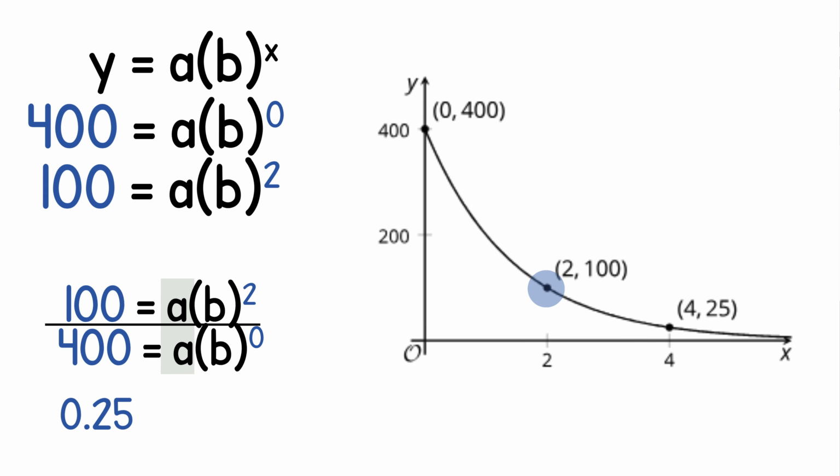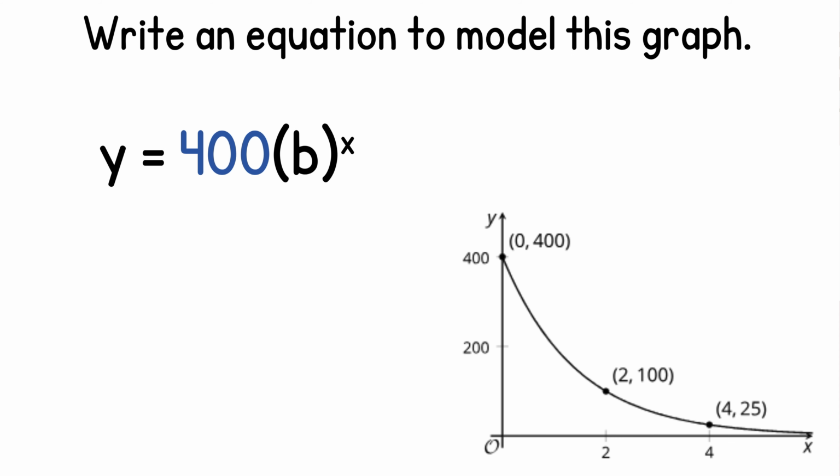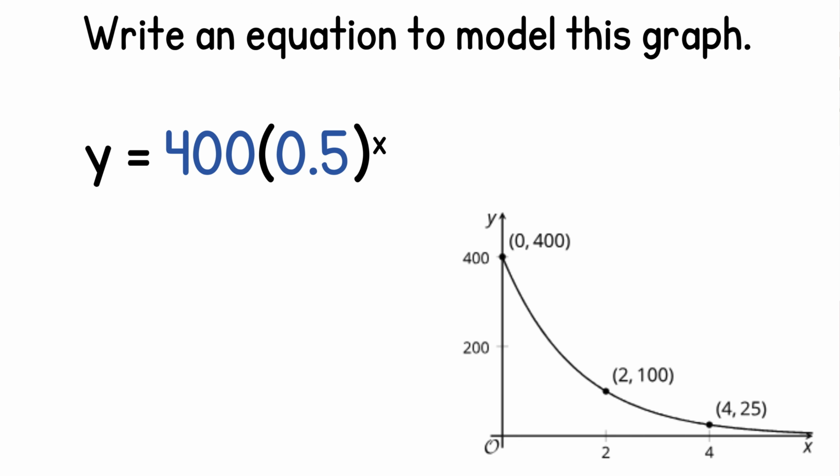And a divided by a will just give us 1. B to the second divided by b to the 0 power will get b squared, since dividing exponents just means to subtract the exponents when the base is the same. 1 times b squared is still just b squared. Now we can solve for b by taking the square root of each side. This will give us b is equal to 0.5. Now we can go back to our function and replace b with 0.5.